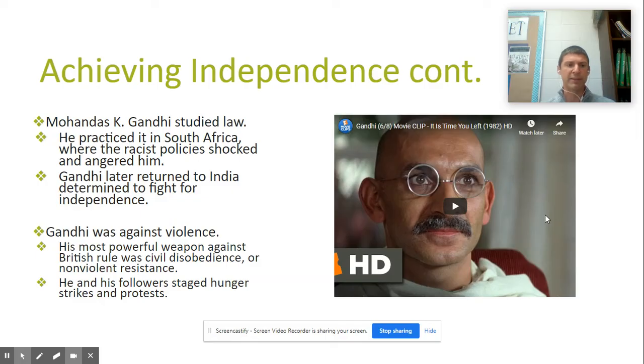So he was against violence. His most powerful weapon against British rule was civil disobedience or nonviolent resistance. His life began practicing law in South Africa, which is another area we'll talk about where colonization really caused separation of people. There's a thing called apartheid that we're going to talk about. And so he lived some of his early years seeing that, and then went home and said, this cannot happen. We cannot have British people controlling the Indian people and telling them what to do and suppressing our culture. And so that's part of the reason for the independence movement that he led.